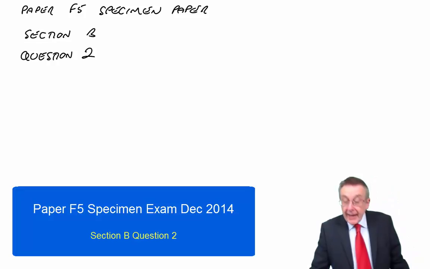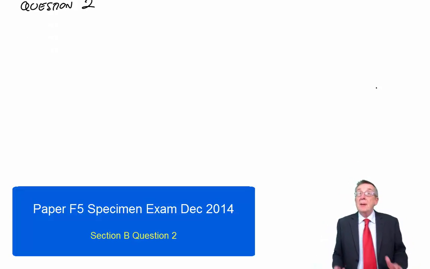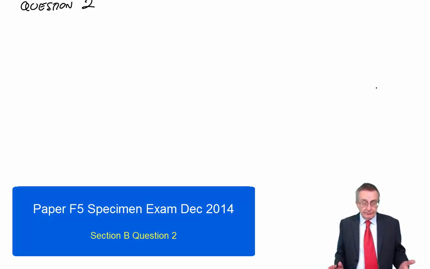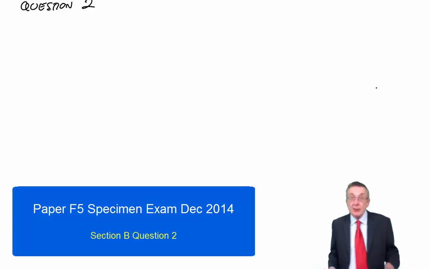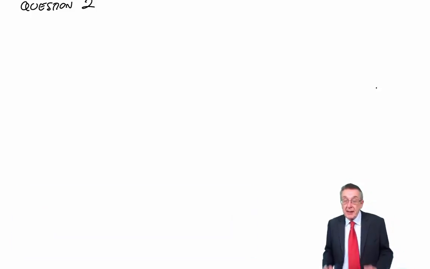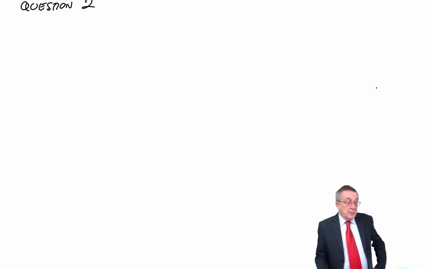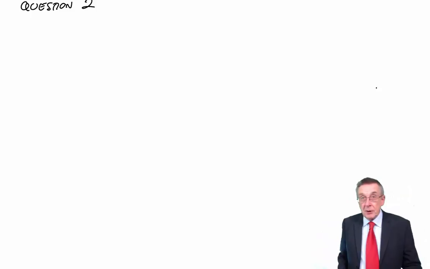Well, again, having read the requirement, it should be immediately obvious that this is decision making under uncertainty. There's various things she could have asked. She asked for maximin, she could have asked for minimax regret, maximax, expected values. But whichever she was asking, always part A is this payoff table showing all the various profits we could make.